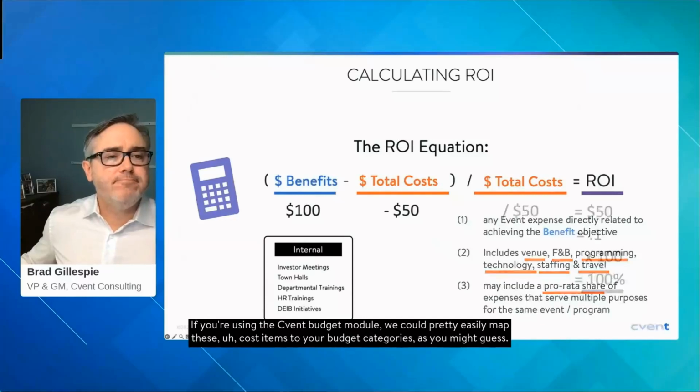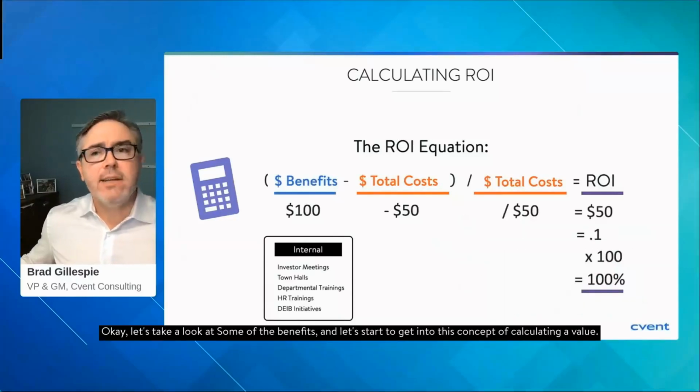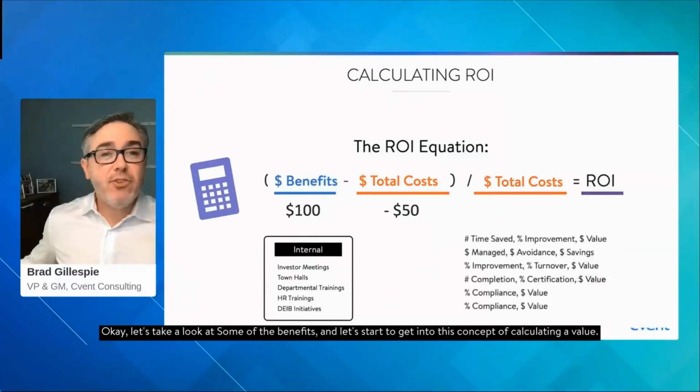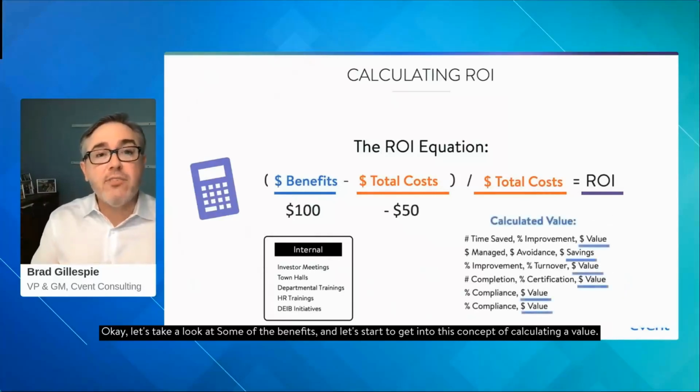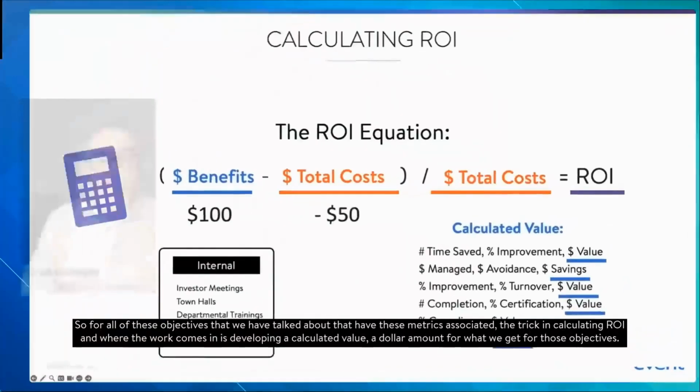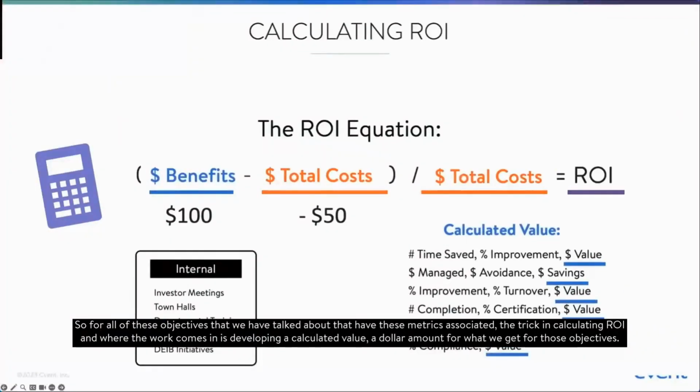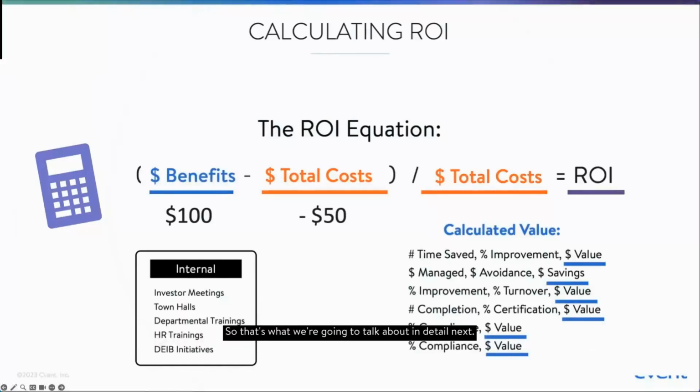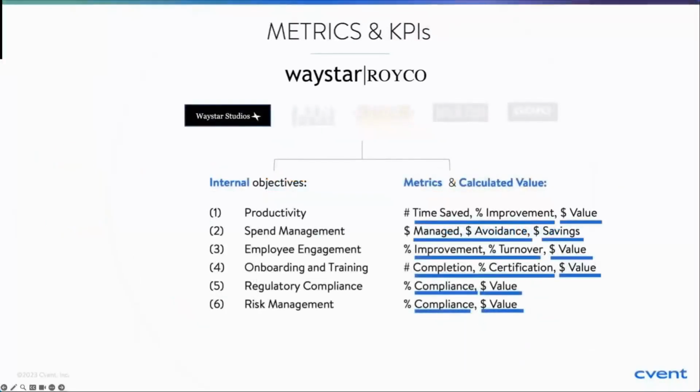If you're using the CEDent budget module, we could pretty easily map these cost items to your budget categories, as you might guess. Okay, let's take a look at some of the benefits, and let's start to get into this concept of calculating a value. So for all of these objectives that we have talked about that have these metrics associated, the trick in calculating ROI and where the work comes in is developing a calculated value, a dollar amount for what we get for those objectives. So that's what we're going to talk about in detail next.